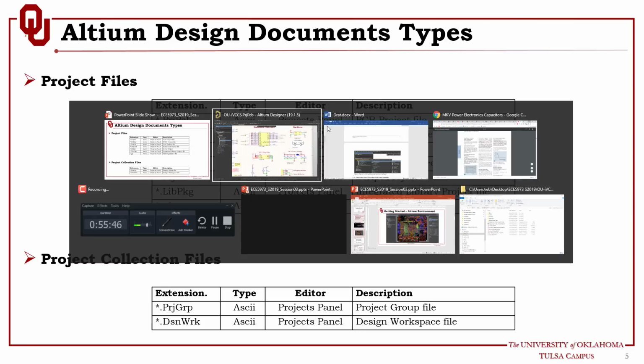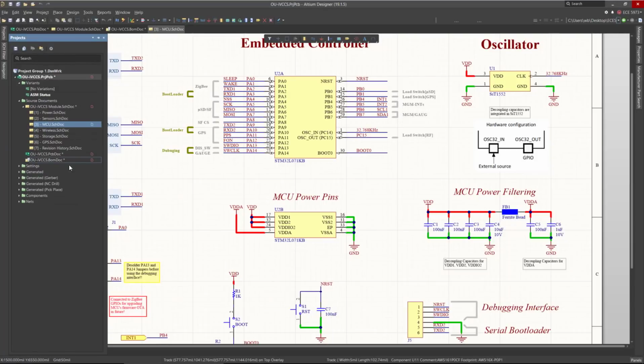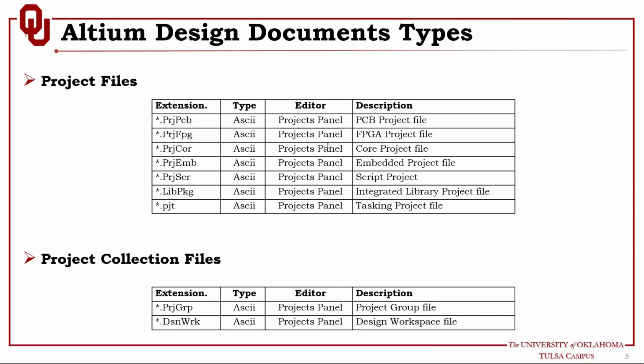If we go back to Altium Designer, this is a project panel, and this is the BRG PCB. This is the main one, the parent for the whole project in here. It has the format BRG PCB. If you go to the directory where this project is saved, you will see this file as well. So BRG FPG is for the FPGA project file. You can do FPGA in Altium, by the way.